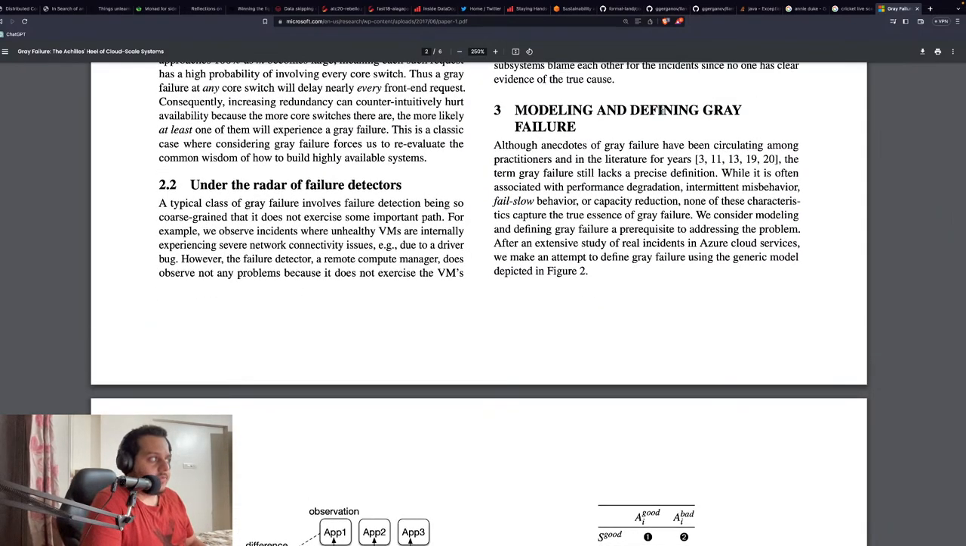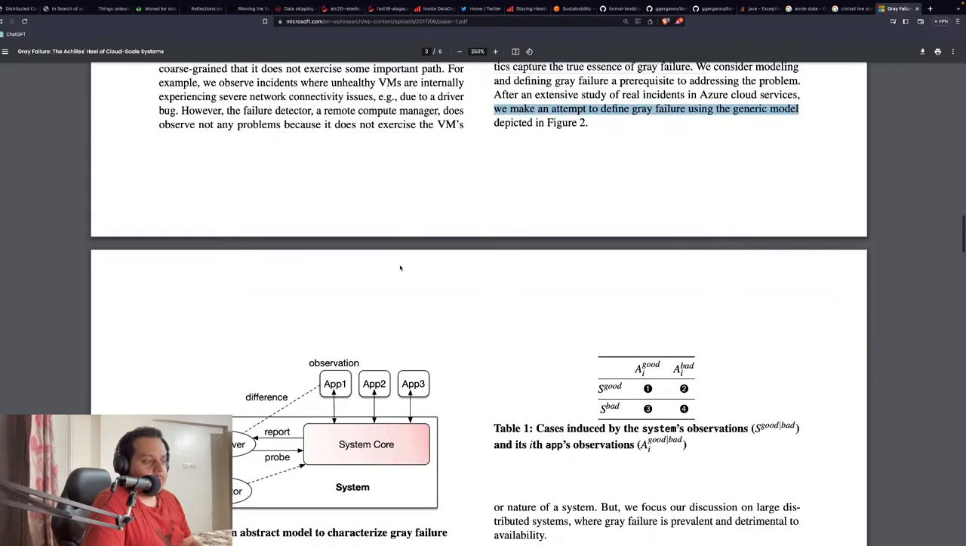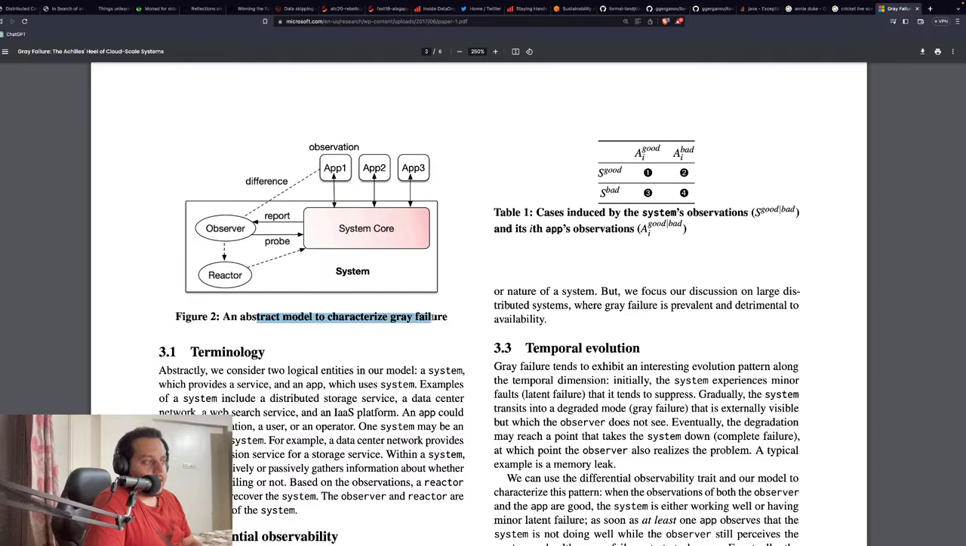Let's see, modeling and defining gray failure. Although anecdotes of gray failures have been circulating among practitioners and in literature for years, the term gray failure still lacks a precise definition. While it is often associated with performance degradation, intermittent misbehavior, fail-slow behavior, or capacity reduction, none of these characteristics capture the essence of gray failure. Hence, they have defined the term differential observability. Through an extensive study of real incidents in the Azure cloud service, they make an attempt to define gray failure using a generic model, an abstract model to characterize gray failure.